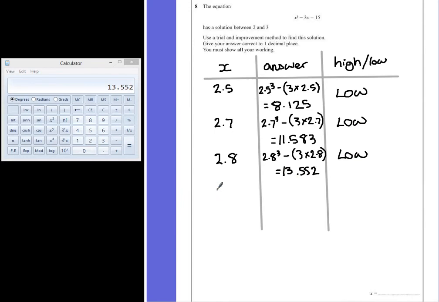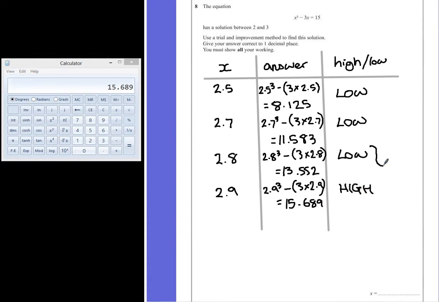So we'll try 2.9. 2.9 cubed, take away 3 times 2.9, close brackets, equals 15.689. Now this value is too high, so we've found two potential values now to one decimal place.